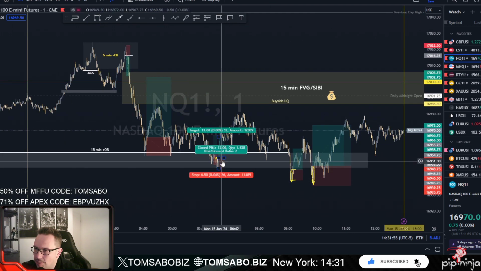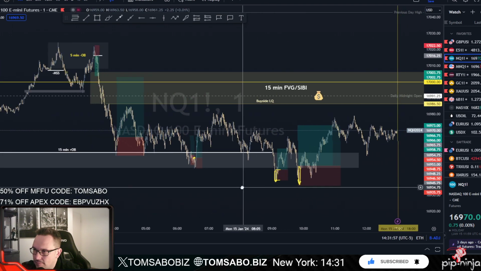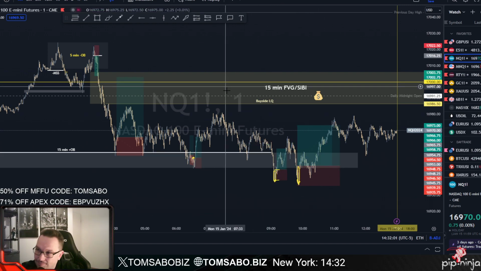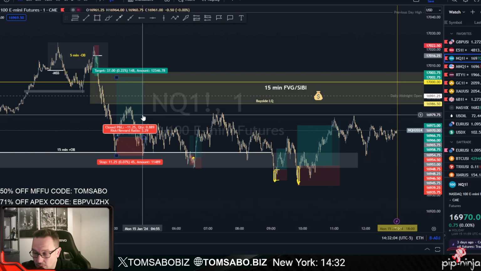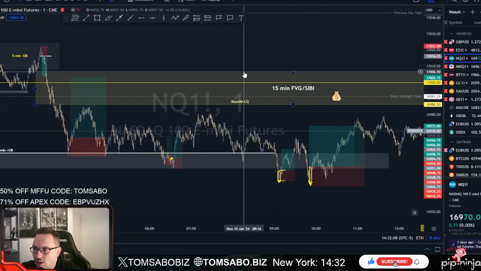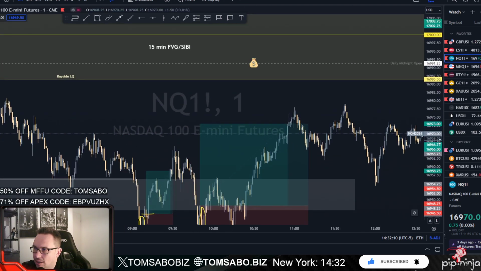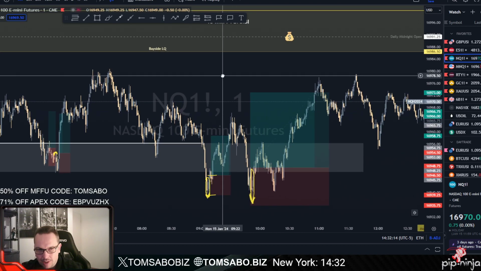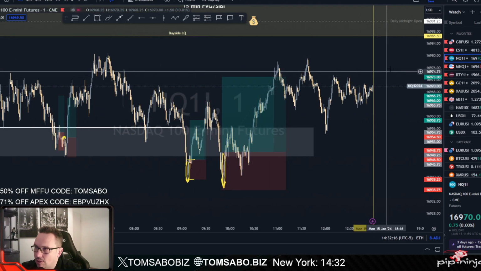So that's a net positive of 2R, 2R, and again 2R. That's 6R, guys, on a slow day using the 5-minute/15-minute order block with the 3-pin formation entry. I think it's a pretty strong model.